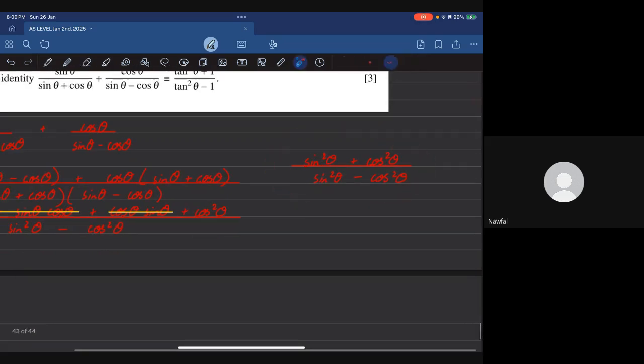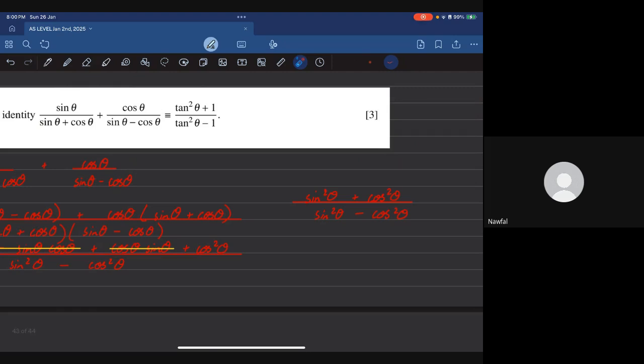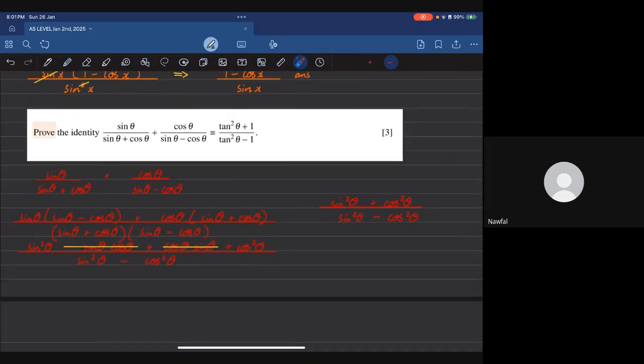Sine square theta. And now I need tan square theta plus 1 at the top, and I need tan square theta minus 1 down below. Right? I need these two things. In order to get these two things, I need to make sure that my sine square theta above and my cos square theta below should be like this. There needs to be some sort of way where I'm getting sine square theta in the numerator and cos square theta in the denominator. Clear?